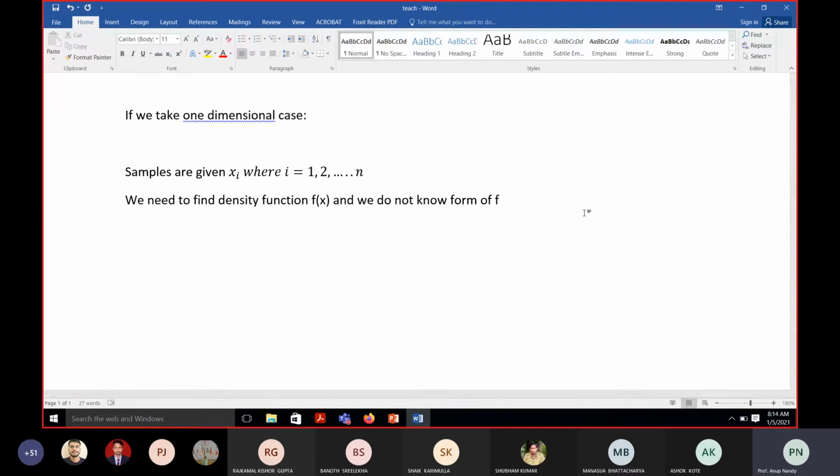Now we need to find the density function f(x), and we do not know the functional form of f, as I already told you. Now what idea are we going to apply? We are going to apply a simple idea: to learn a piecewise constant approximation.